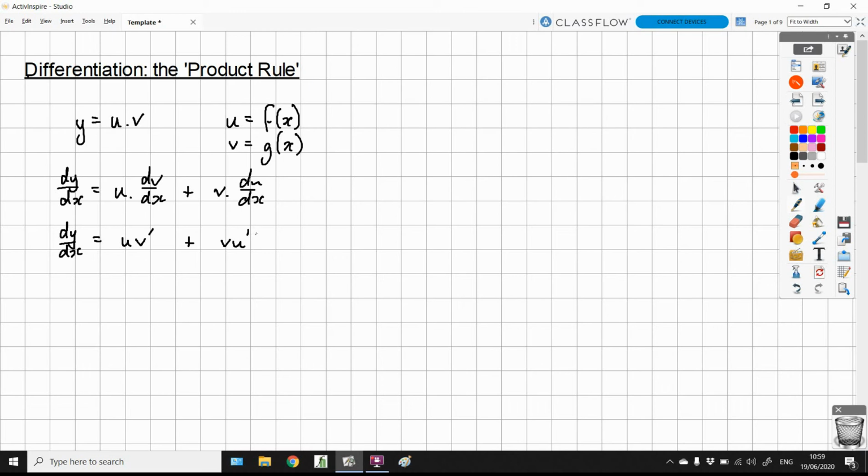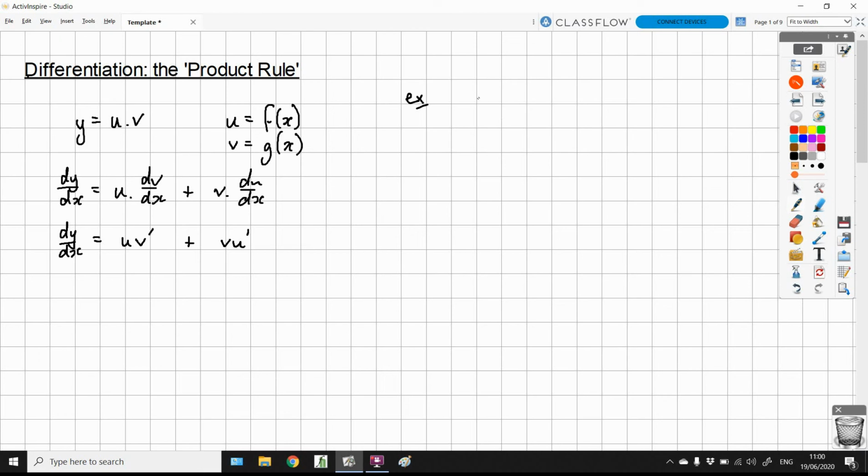But to be honest, when I'm using this rule, I'm actually thinking a very precise form of words in my head. I'm thinking dy by dx equals the first times the derivative of the second plus the second times the derivative of the first. That's the pattern of words that's going through my head as I'm applying the rule. Now I think we need to look at an example. Let's do a simple one to start ourselves off with.